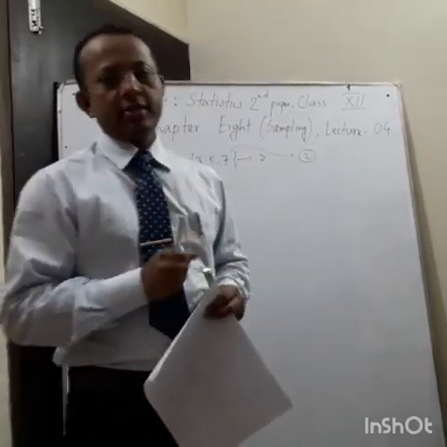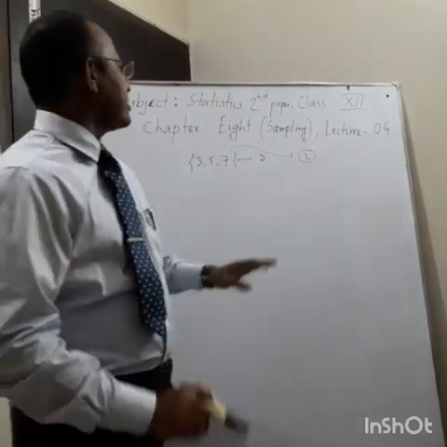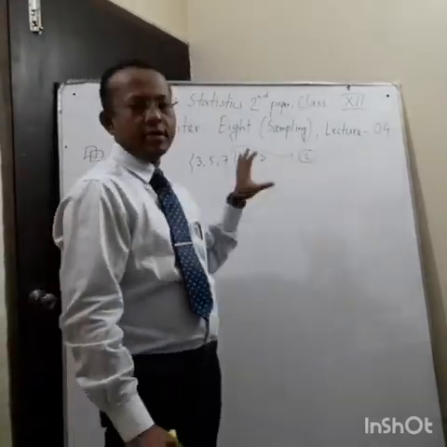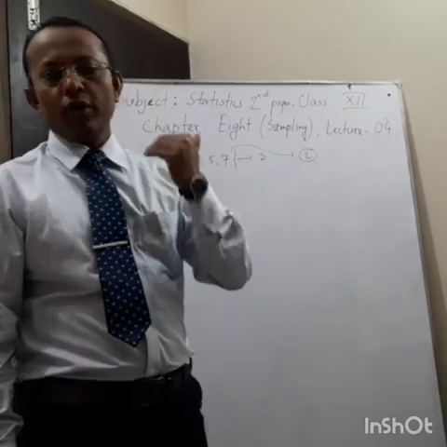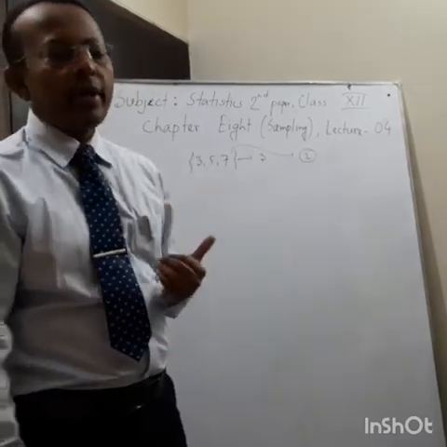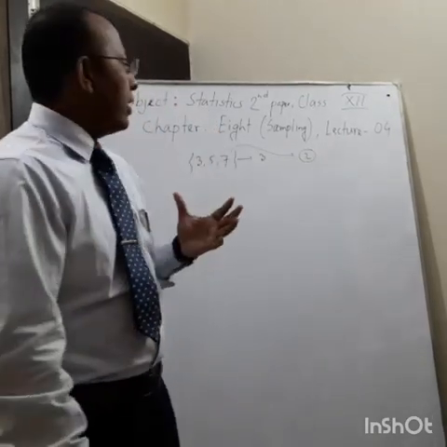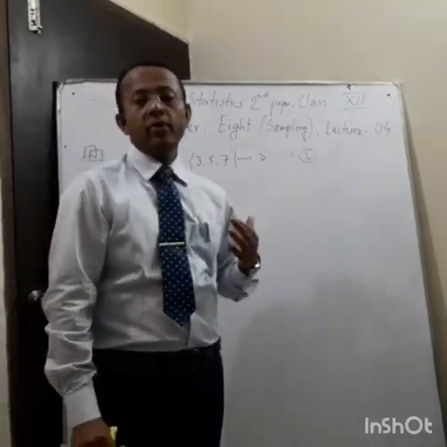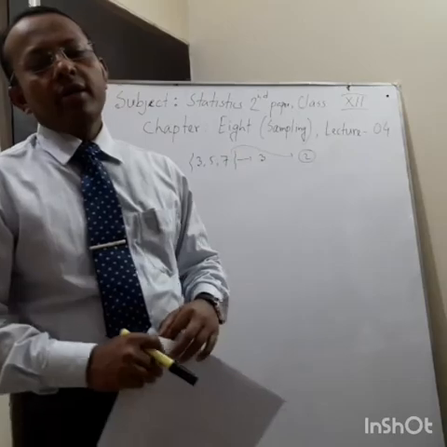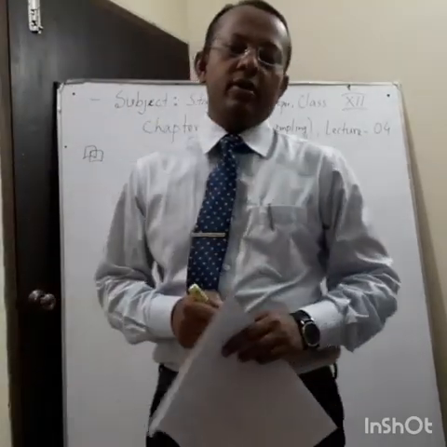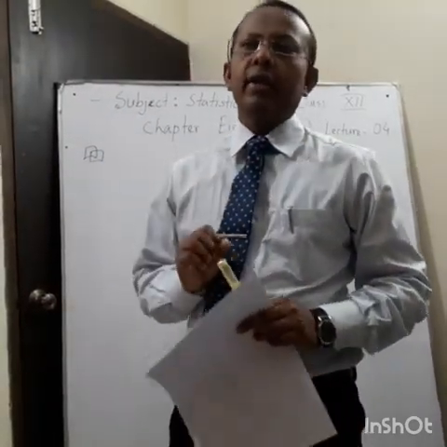In the last class, I explained the system to collect the sample from the population. When we collect with replacement, the number of samples is capital N to the power n, and if we collect the samples without replacement, then the number of samples equals capital N C n.